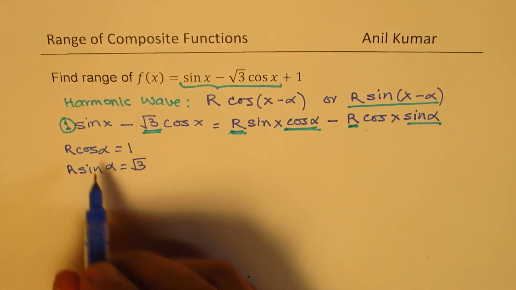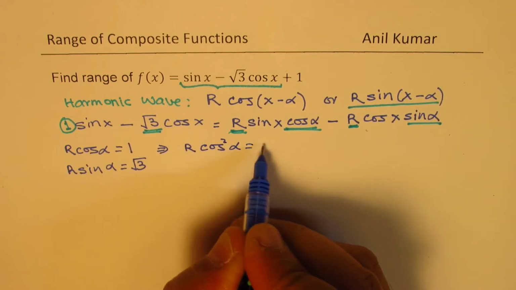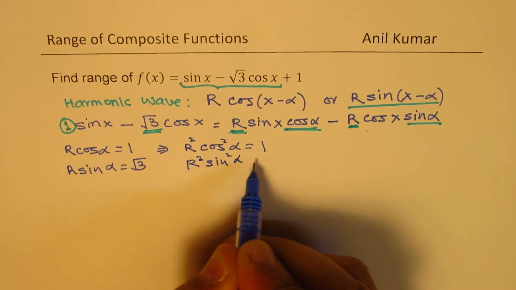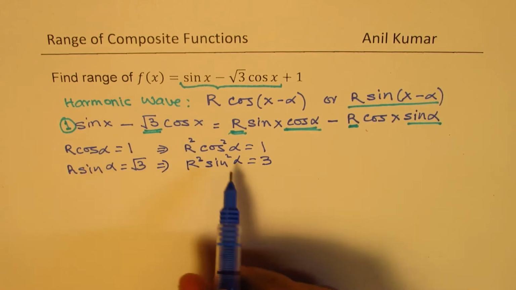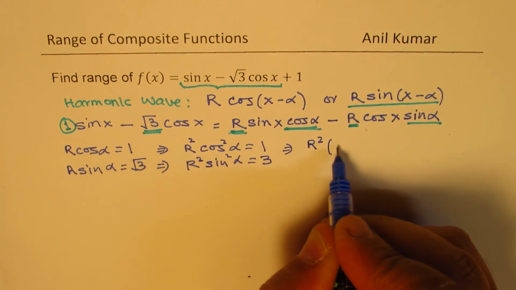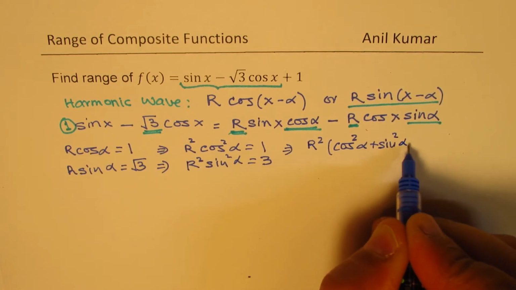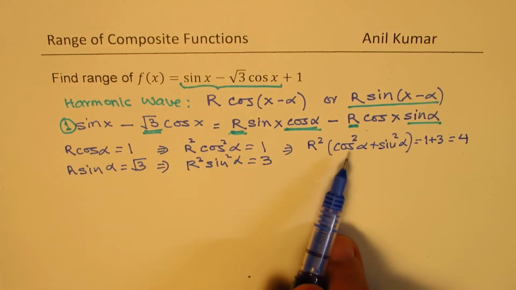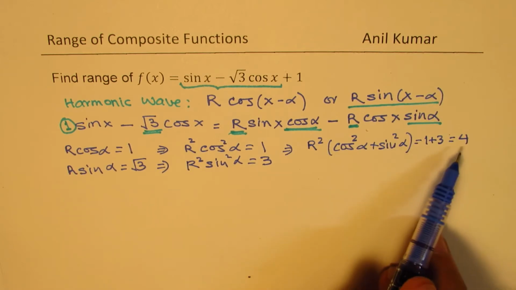Now if we square both sides, we get r square cos square alpha equals 1 and r square sine square alpha equals 3. Right? Now if we add them up, we get r square times cos square alpha plus sine square alpha equals 1 plus 3, which is 4. Now cos square alpha plus sine square alpha is 1, therefore r square is equal to 4.